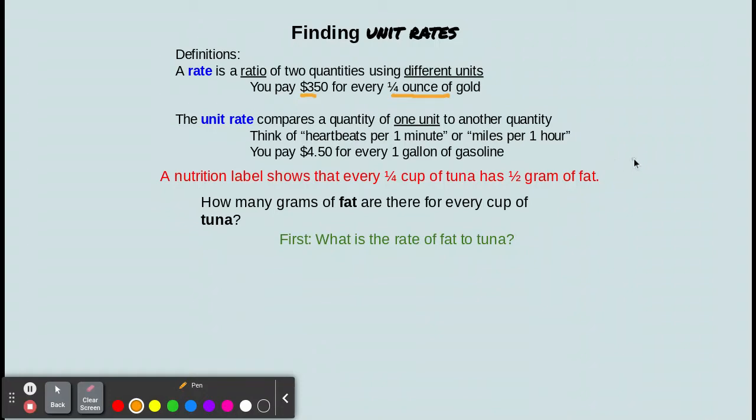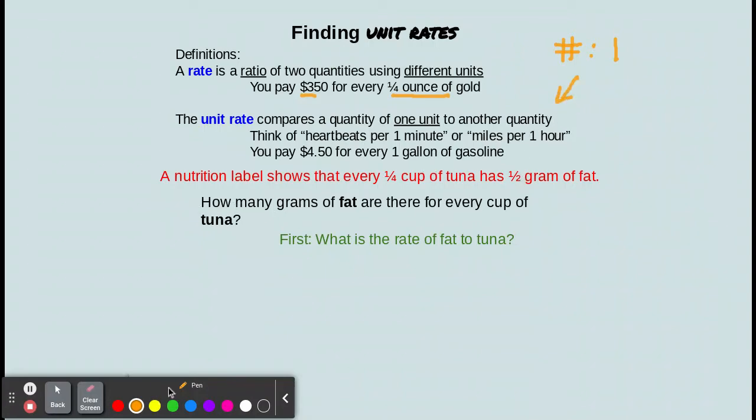So a unit rate would be something like some number to 1, right? 60 heartbeats per 1 minute, 35 miles per 1 hour, $4.50 per 1 gallon. That's a unit rate.